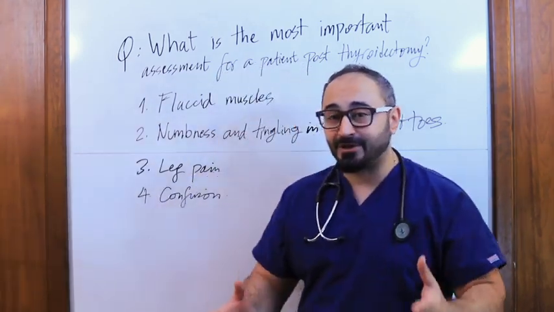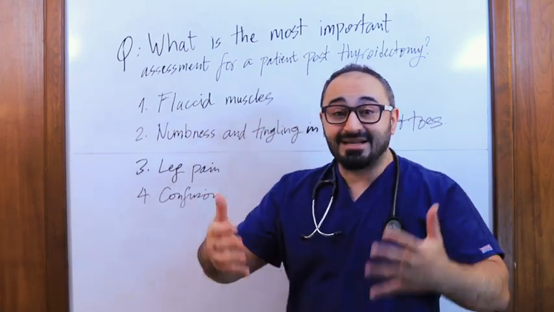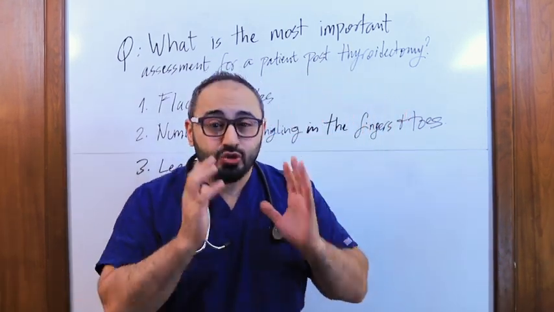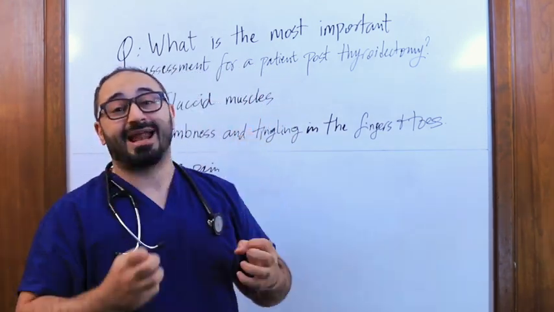So when you're having hypocalcemia, one of the signs and symptoms are numbness and tingling around the mouth, the hands, and the toes, as well as muscle twitching. So that's a very common complication. When you take the parathyroids out, you get hypocalcemia.